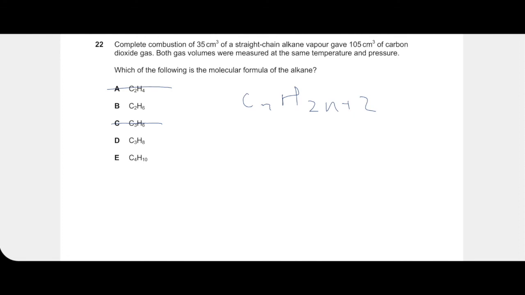So 105 centimeters cubed of CO2 was produced from 35 centimeters cubed of the alkane. 105 divided by 35 is 3. Therefore, that's the number of carbons present in that alkane, and the answer is D.